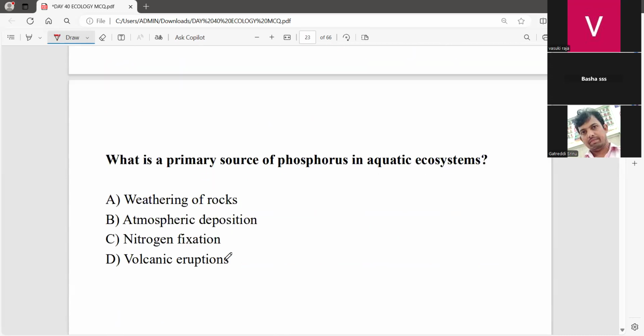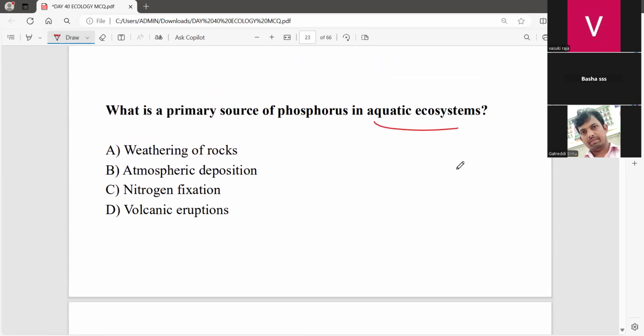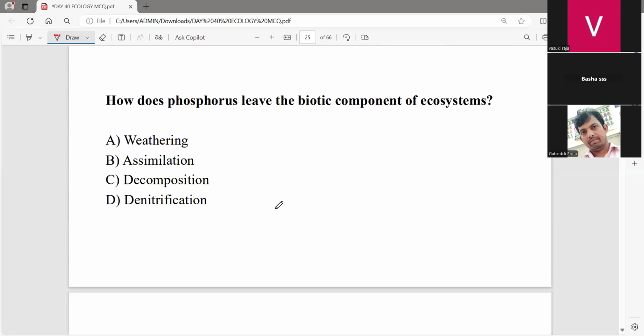Now, what is the primary source of phosphorus in an aquatic ecosystem? That will be, very good, the weathering of rocks. Now, how does phosphorus leave the biotic component of the ecosystem?